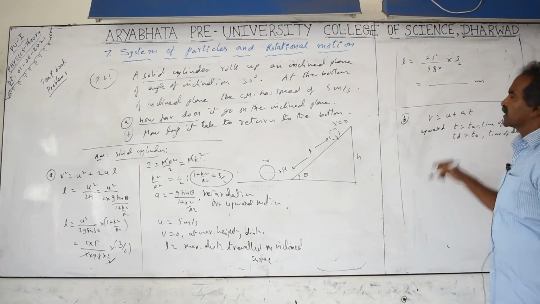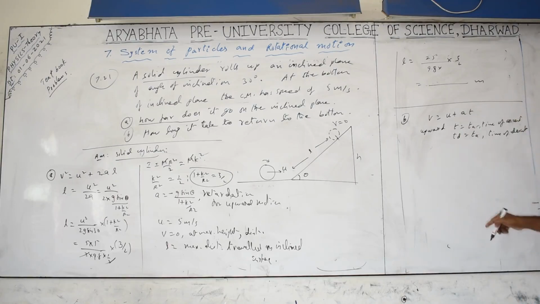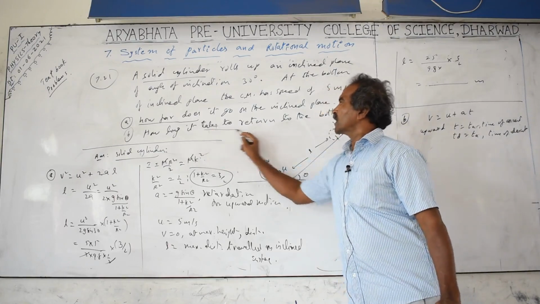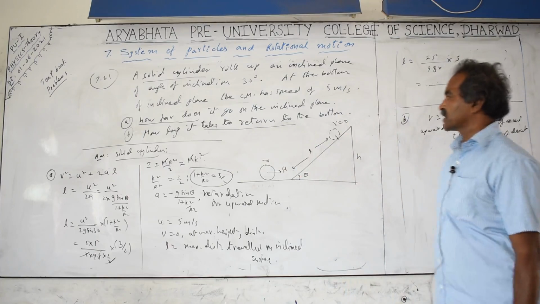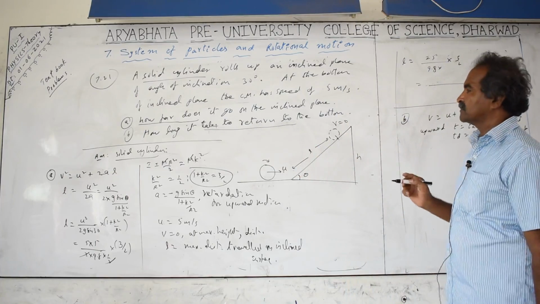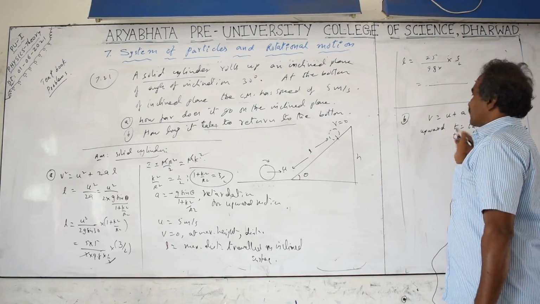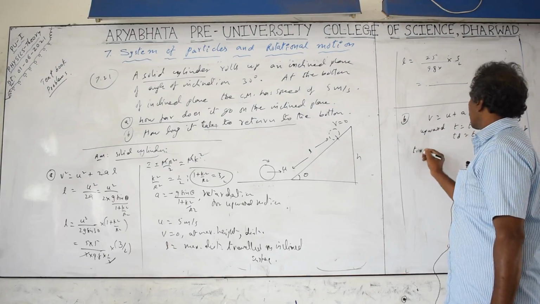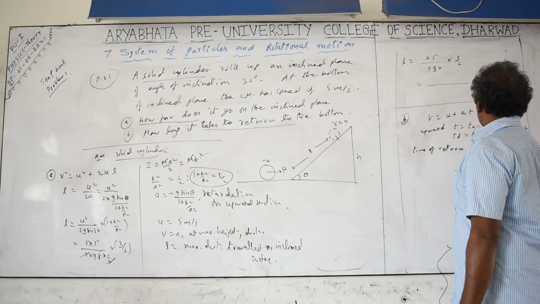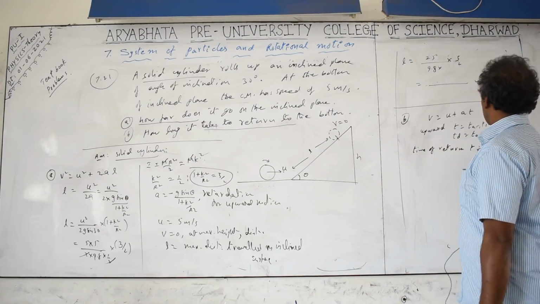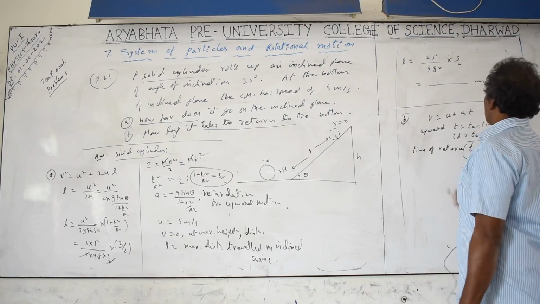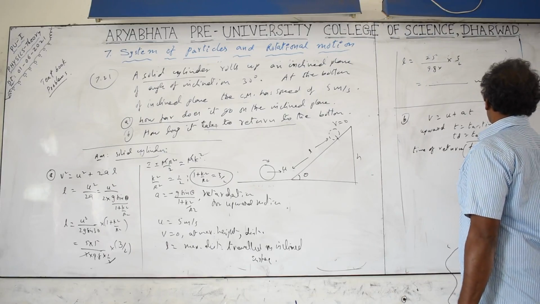So the total time of flight is time of ascent plus time of descent, you have to take both. The question is how much time is taken to return to the ground, meaning going up and coming back. If you calculate the time of ascent, double that will give the time of flight. Time of return t is equal to time of ascent plus time of descent. This is the total time, that is 2 times the time of ascent.